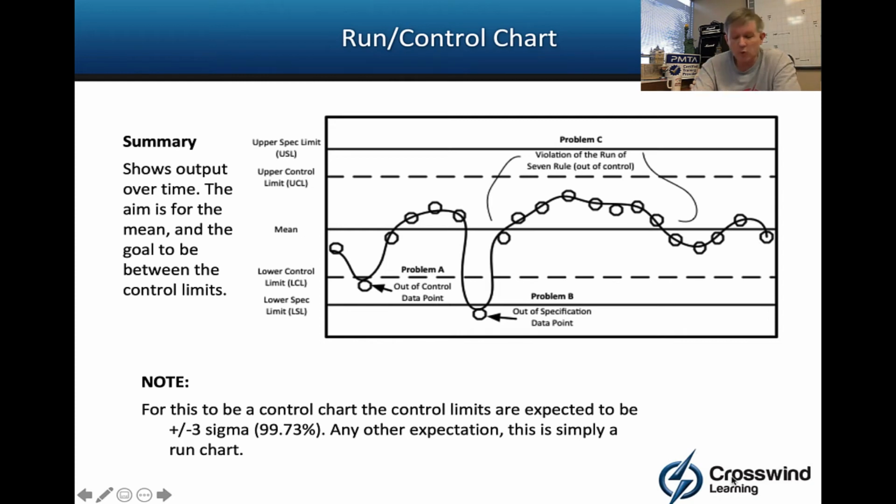Now, a control chart is a little different than a run chart. So let me specify. If I had my control limit set at anything other than plus or minus 3 sigma, so I could say 80% of my data points I expect to fall between the control limits, that's a run chart. 100% I expect to fall between the control limits, that's a run chart. 99.73% or more of my data points I expect to fall between the control limits, that's a control chart. In other words, plus or minus 3 sigma of our data points we expect to fall between the control limits. That makes it a control chart.